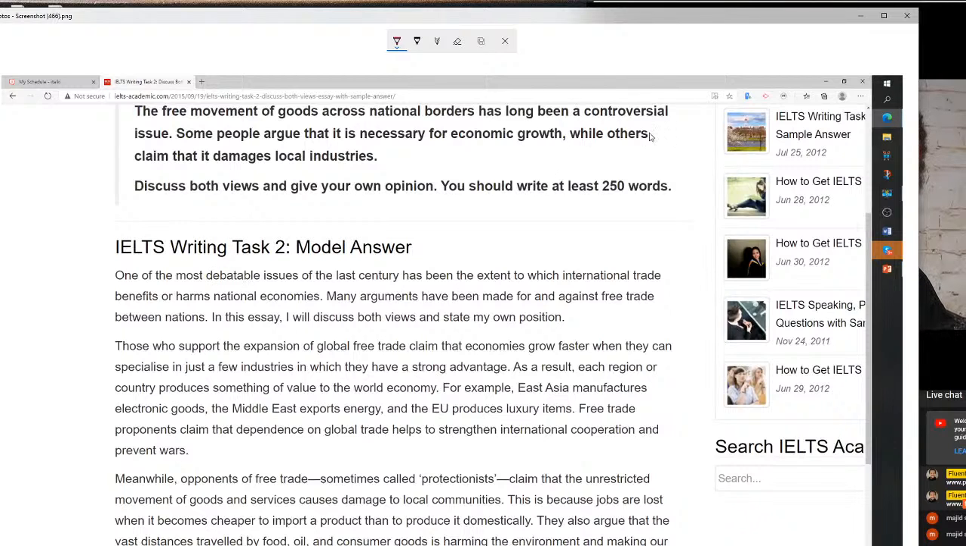"One of the most debatable issues of the last century has been the extent to which international trade benefits or harms national economies. Many arguments have been made for and against free trade between nations." The first thing here, your second sentence, is not doing any work. It's repeating everything expressed in the first sentence. When you say it's debatable, it's already implied that there are arguments for it and against it.